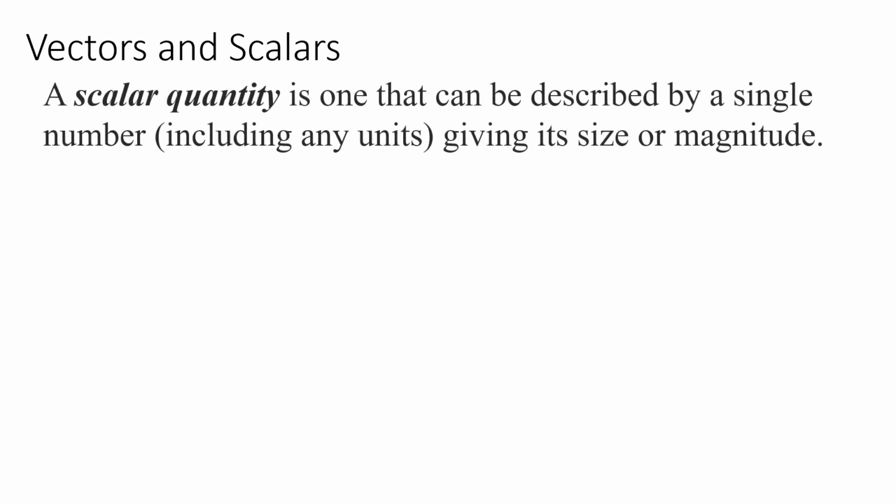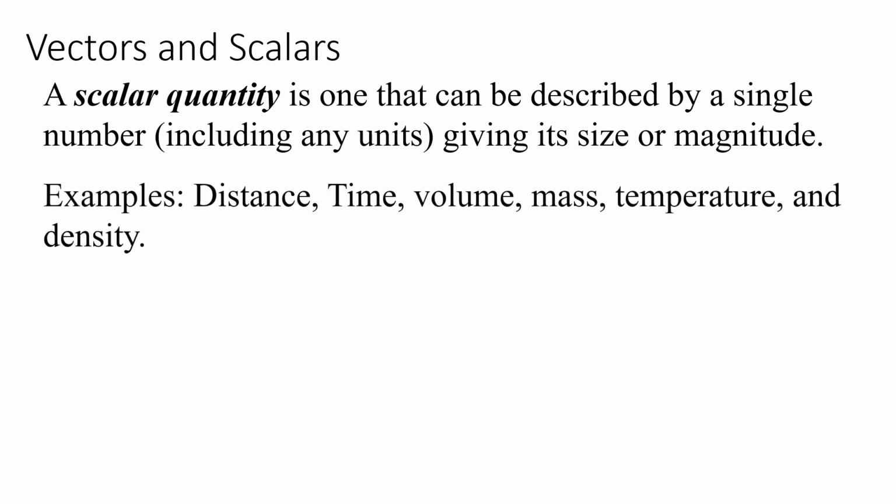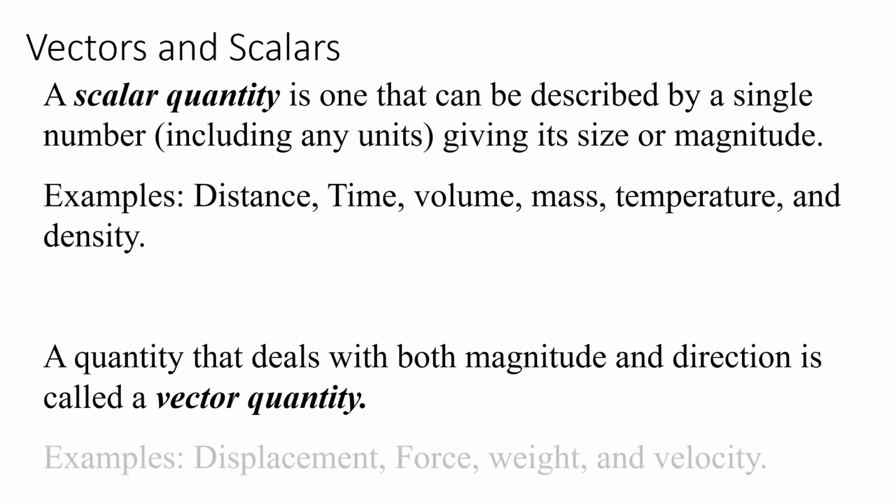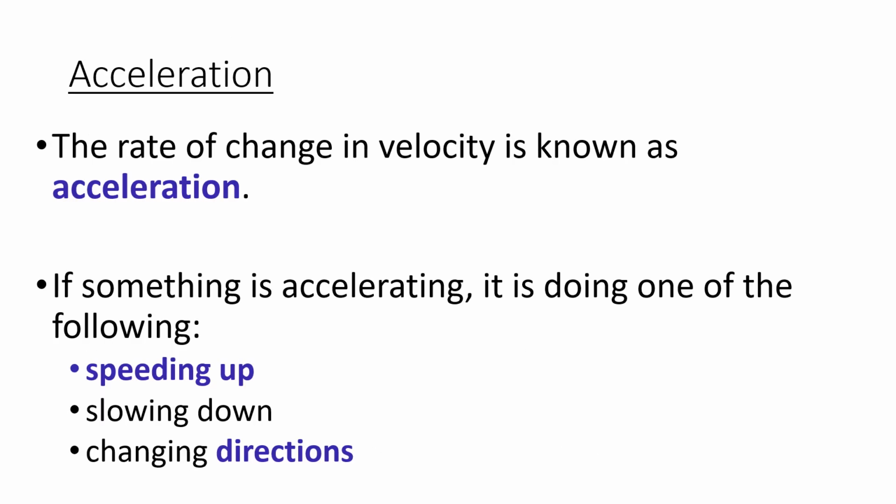Vectors and scalars. A scalar quantity is one that can be described by a single number giving its size or magnitude. Example of this is the distance, the time, the volume, the mass, temperature, and the density. While the quantity that deals with both magnitude and direction is called vector quantity. Example of this is displacement, the force, the weight, and the velocity.